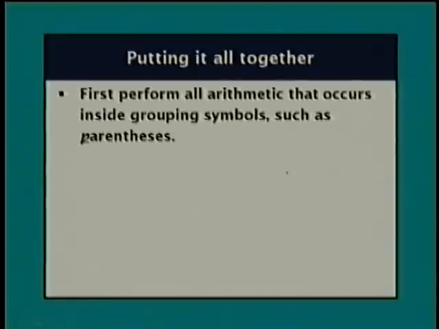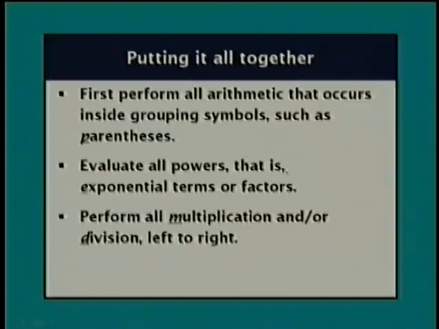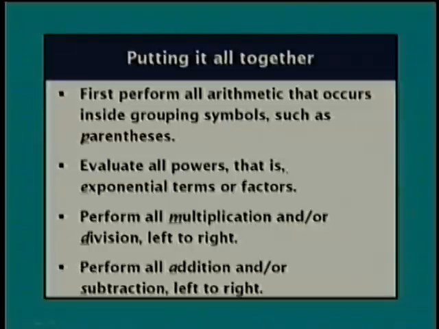So let's put all of this together. Let's see how the order of operations works when we put everything together. First, we perform all arithmetic that occurs inside grouping symbols, such as parentheses. We also talked about radical symbols being grouping symbols, fraction bars being grouping symbols. All of the grouping symbols come first. Then we evaluate all powers, that is, exponential terms or factors. Next, we perform all multiplication and/or division left to right. And finally, perform all addition and/or subtraction left to right.